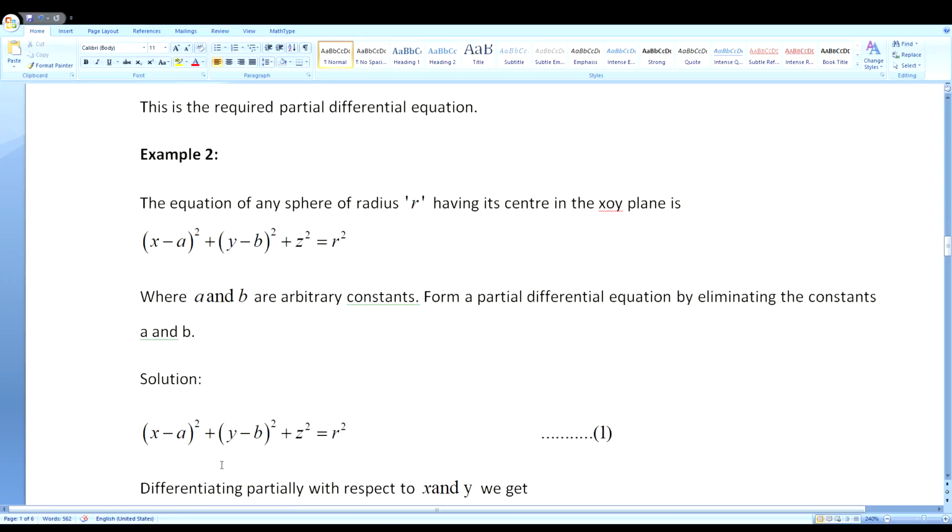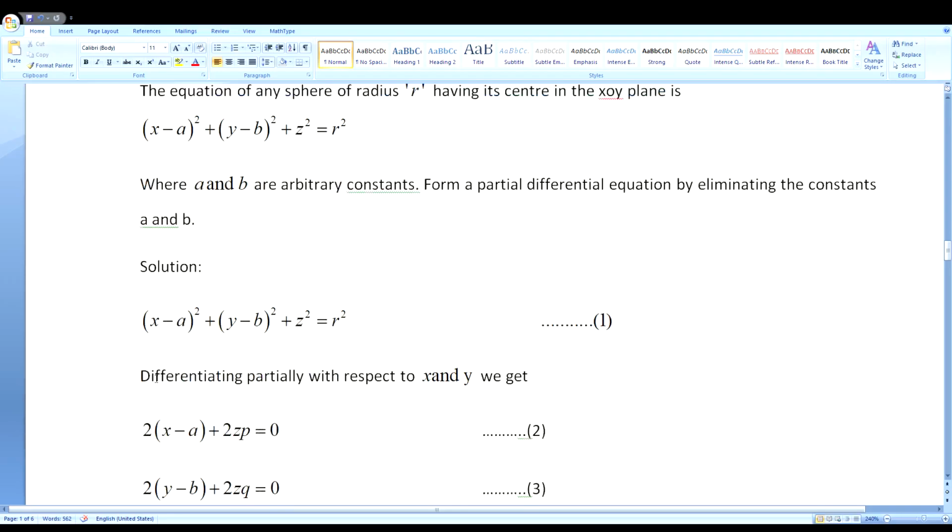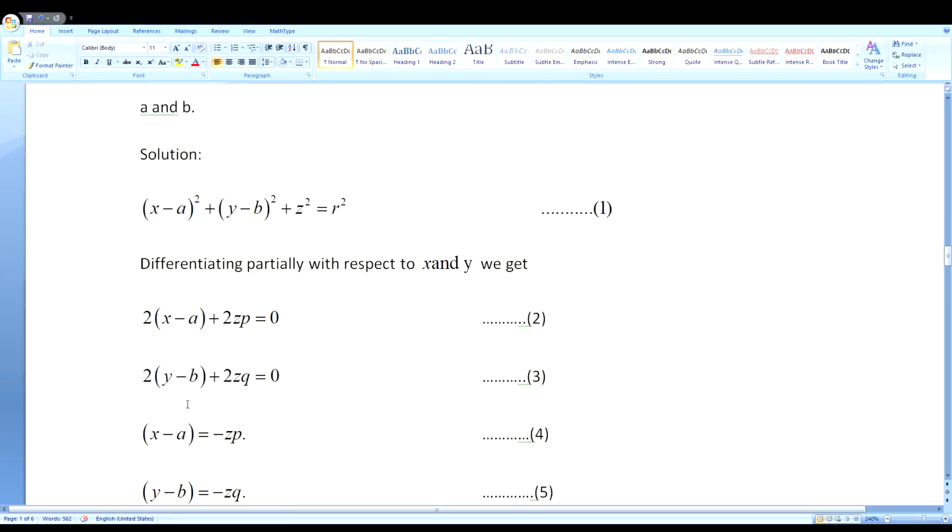(x minus a) whole square plus (y minus b) whole square plus z square equal to r square. Now differentiating partially with respect to x and y, we get 2 into (x minus a) plus 2zp equal to 0 and 2 into (y minus b) plus 2zq equal to 0. Or we can say x minus a equal to minus zp and y minus b equal to minus zq.